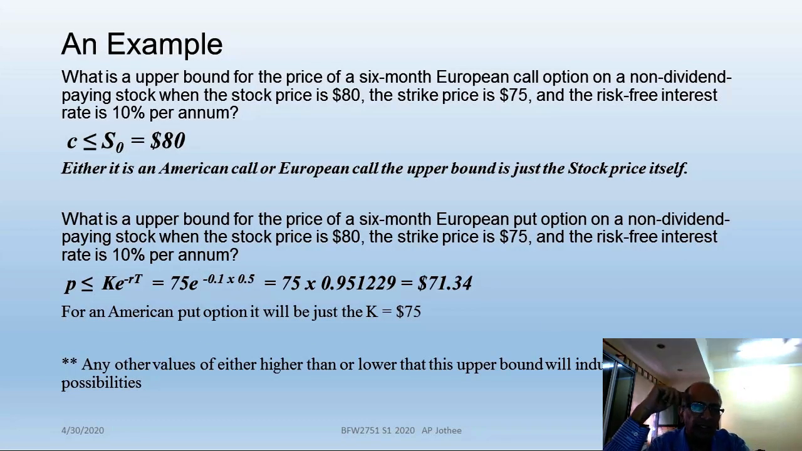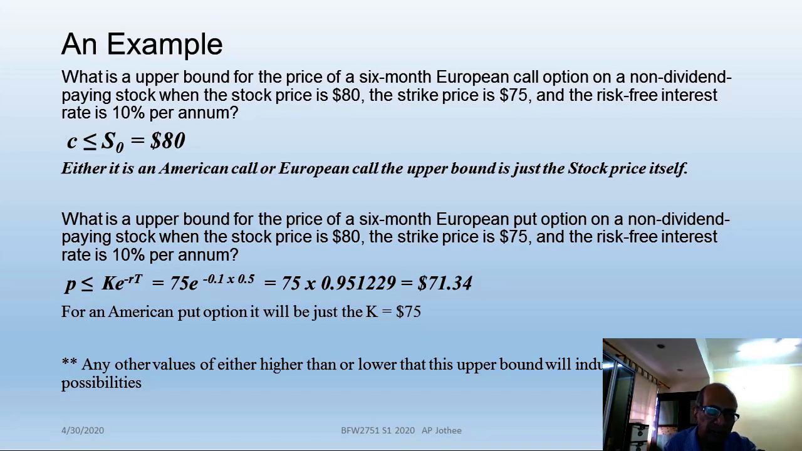Okay, we look at an example for this upper bound. It will give you a clear idea. Let's see this example. What is the upper bound for the price of a 6-month European call option on a non-dividend paying stock when the stock price is 80 and the strike price K is 75? So S0 is 80, K is 75, and the risk-free interest rate is 10% per annum.